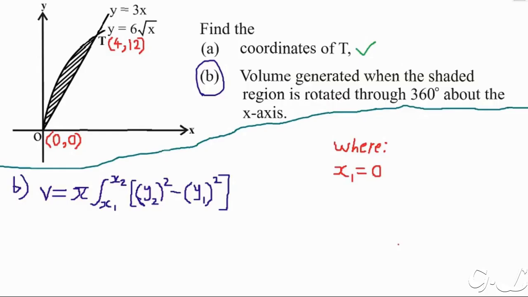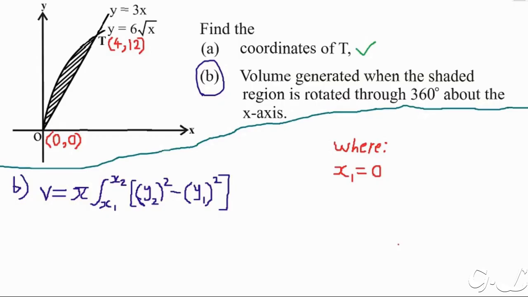So how do I identify that x1 is 0? You have to look for the x coordinate which is on the left, and the x coordinate which is on the left is 0.